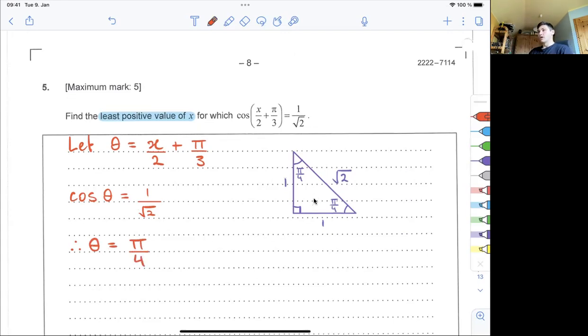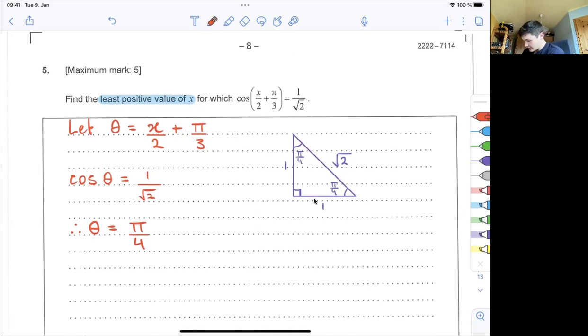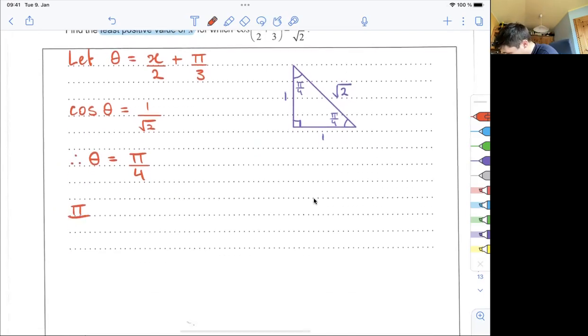Moving on, now we've got theta is equal to this and theta is equal to this. So we can say that pi over 4 is equal to x over 2 plus pi over 3. If we rearrange this for x, x is going to equal pi over 4 minus pi over 3, and I've forgotten to times by 2, but we'll bring that in.